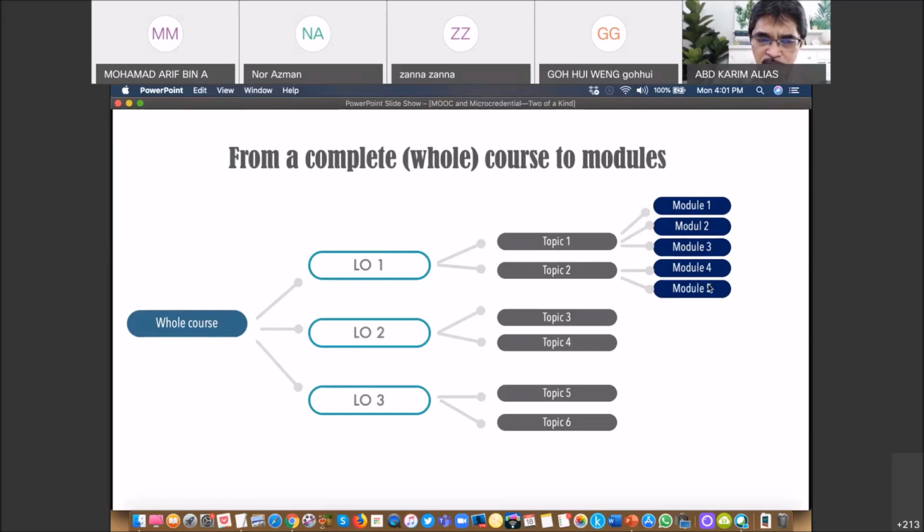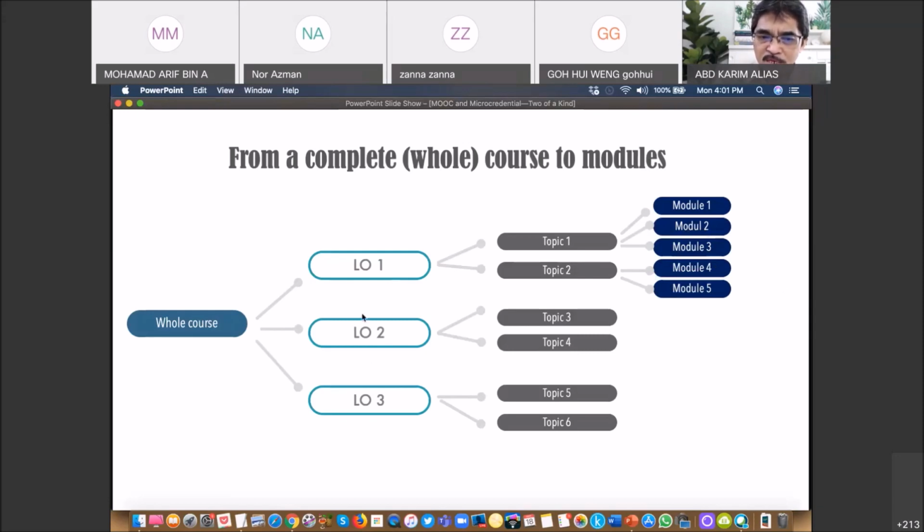This will be displayed on their dashboard or on their e-portfolio. Once they have completed the 5 modules, meaning they have completed 2 topics and 1 learning outcome, we can give them 1 certificate. That's how we design our micro-credential. We can give them 1 so-called micro certificate, if you like, and we can do that also for LO2 and LO3.